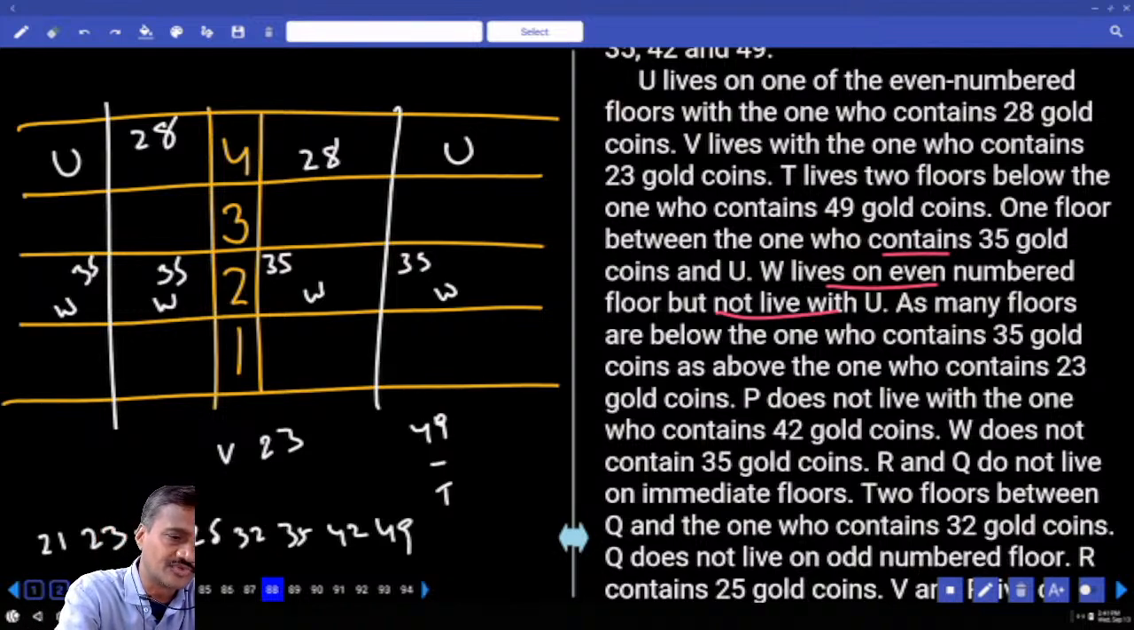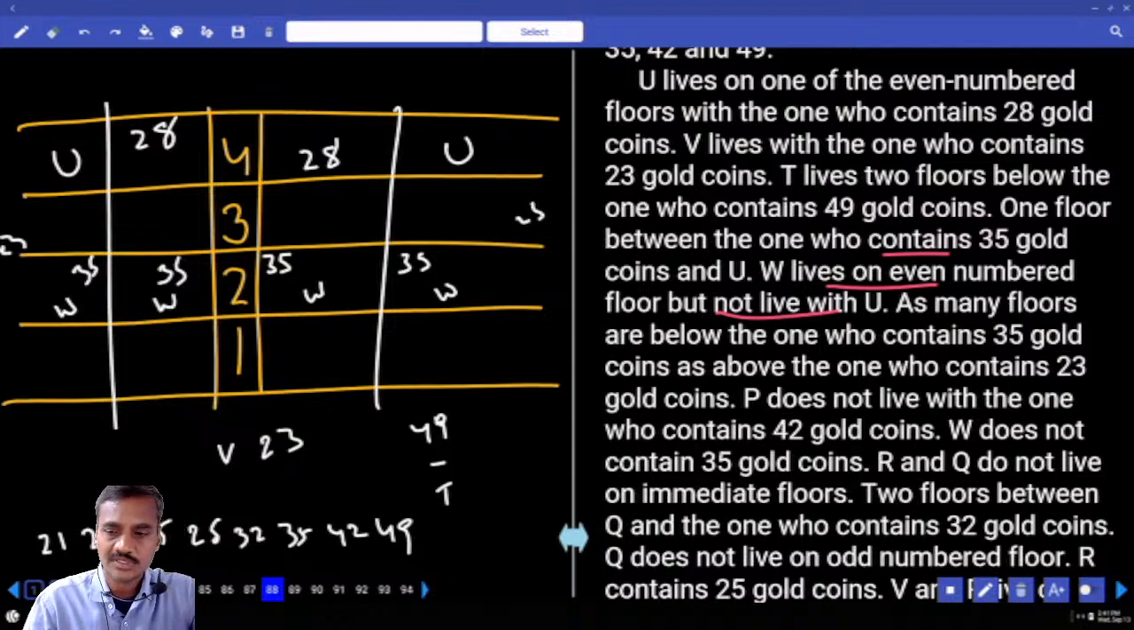Below 35 there is 1 floor and 23 must be on the 3rd floor. Are you getting this one or not? 23 on the 3rd floor. And next one, P does not live with the one who contains 42. Now P and 42 are not adjacent to each other.